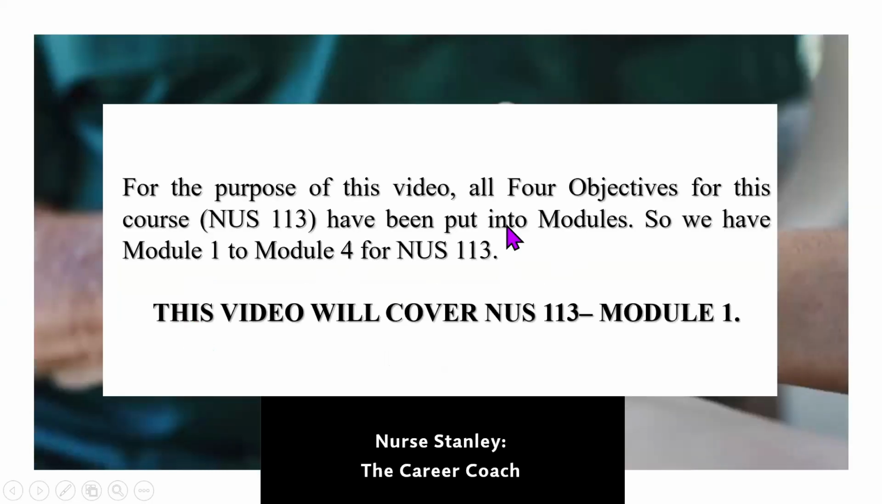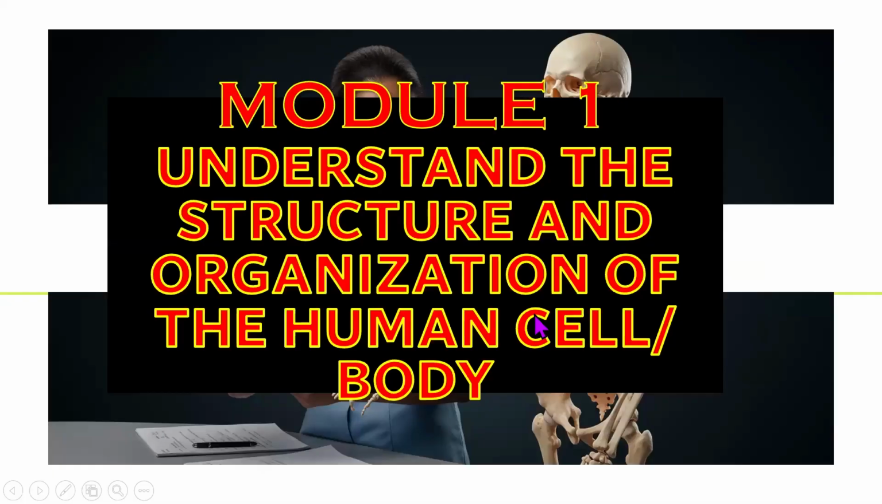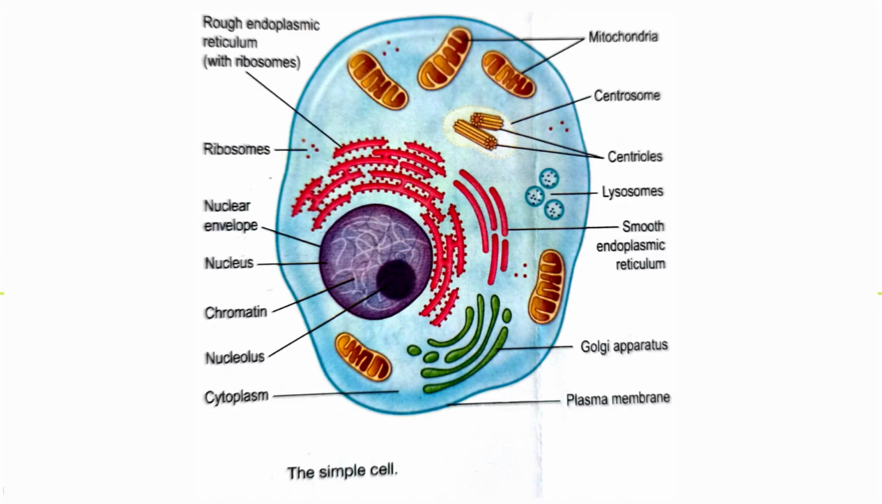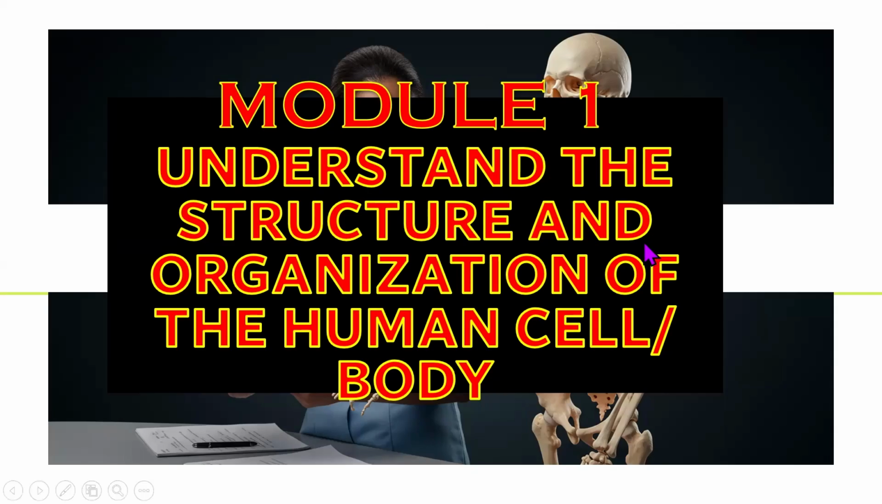For the purpose of this video, all 4 topics for this course, NUS 113, have been put into modules. So we have Module 1 to Module 4 for NUS 113. This video specifically will cover NUS 113 Module 1. What we'll discuss in Module 1 is to understand the structure and organization of the human body or cells. This is the first topic you'll discuss for your first year anatomy in nursing.